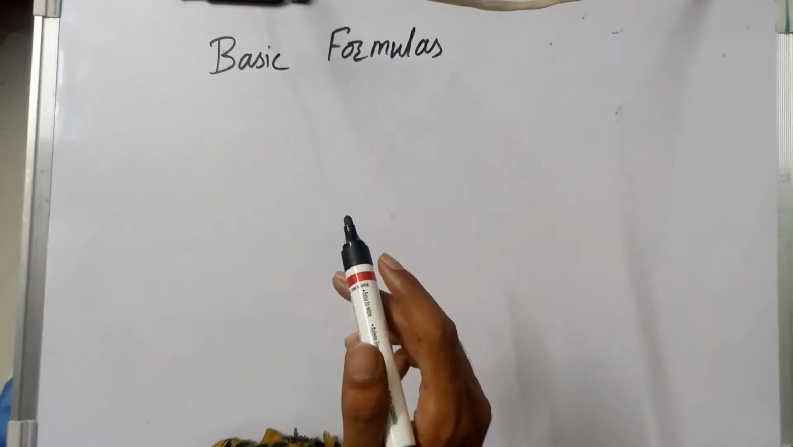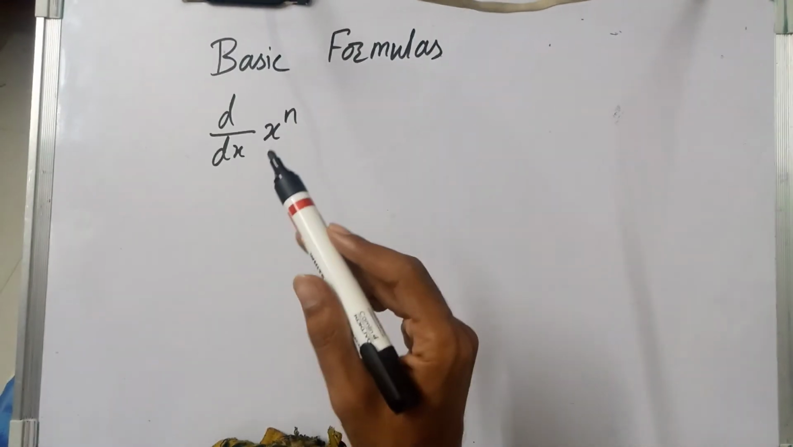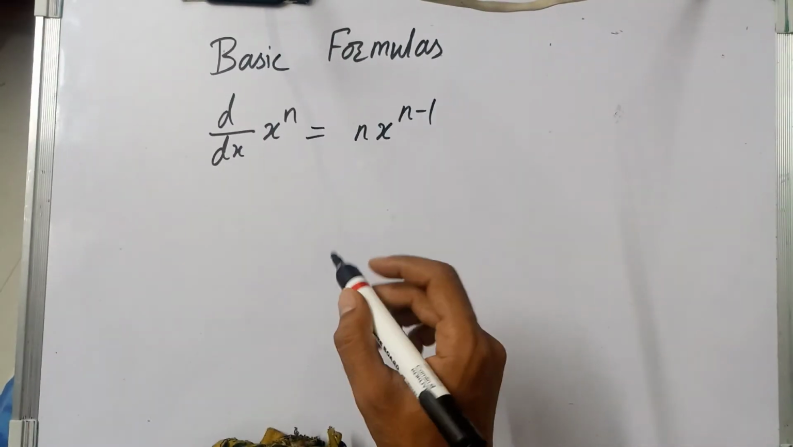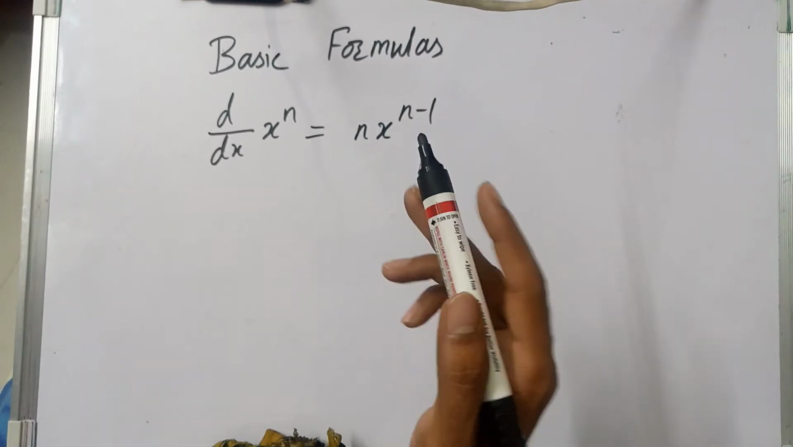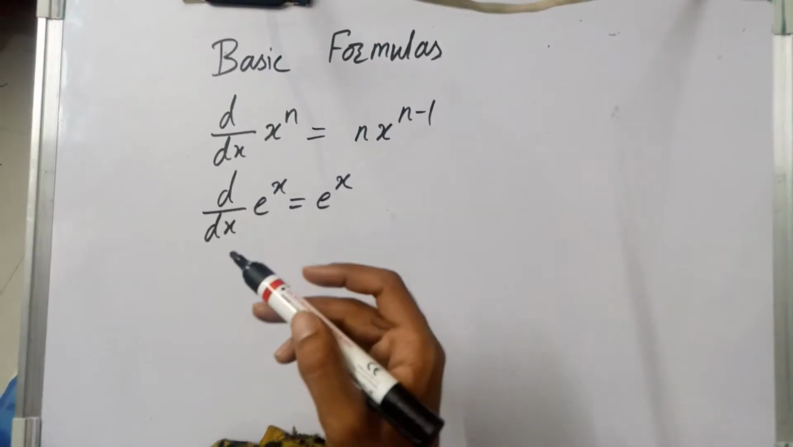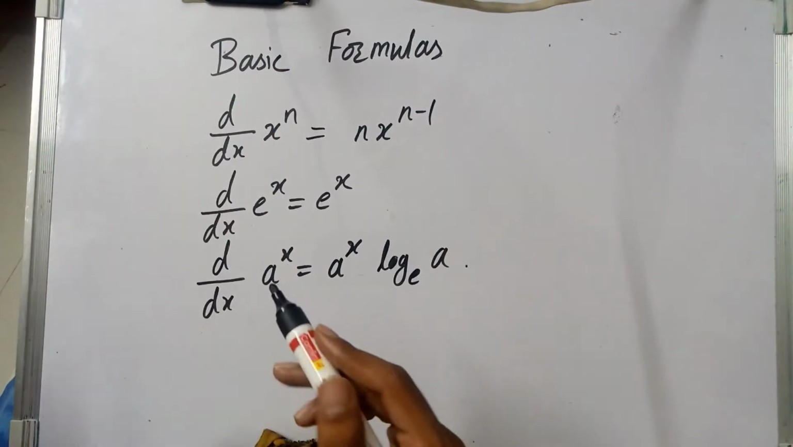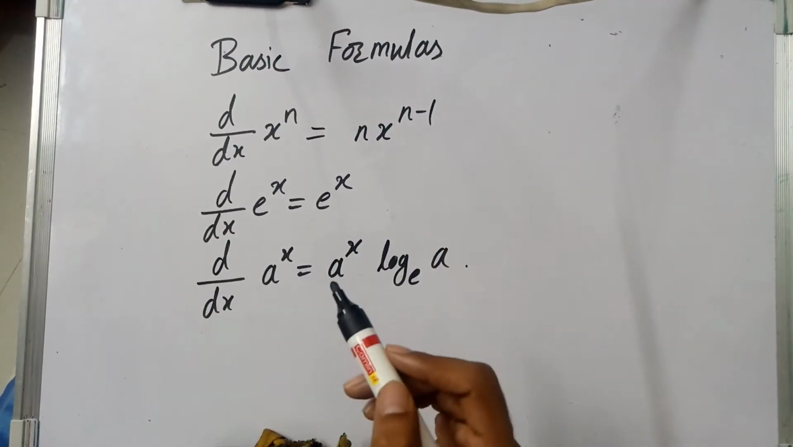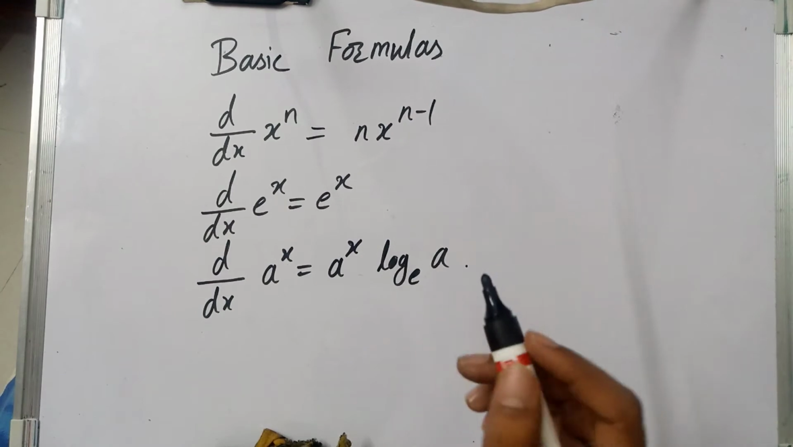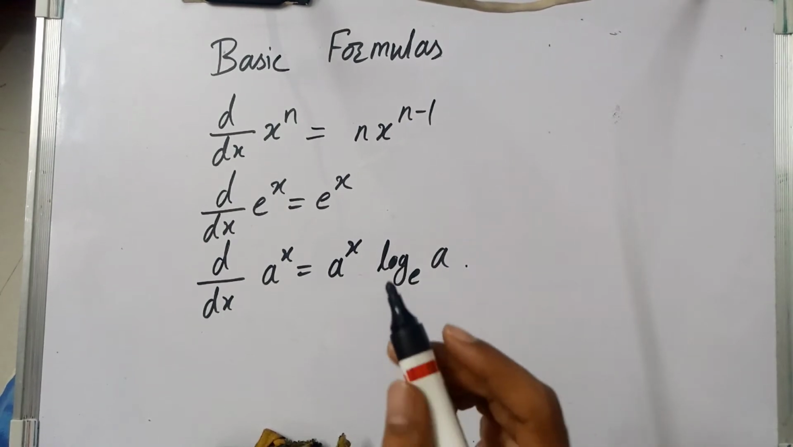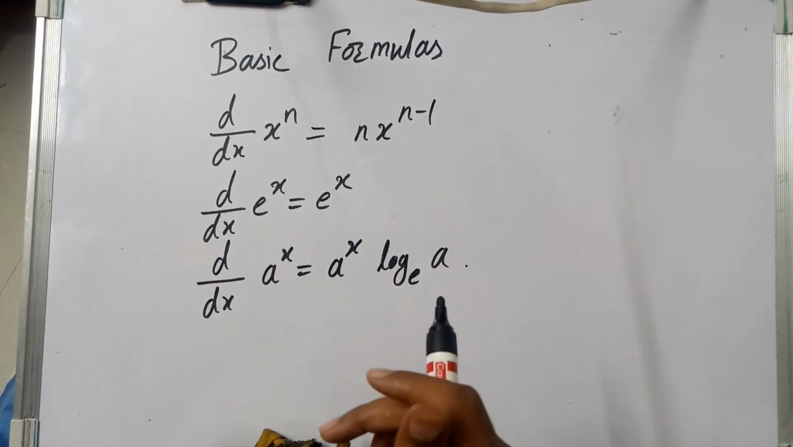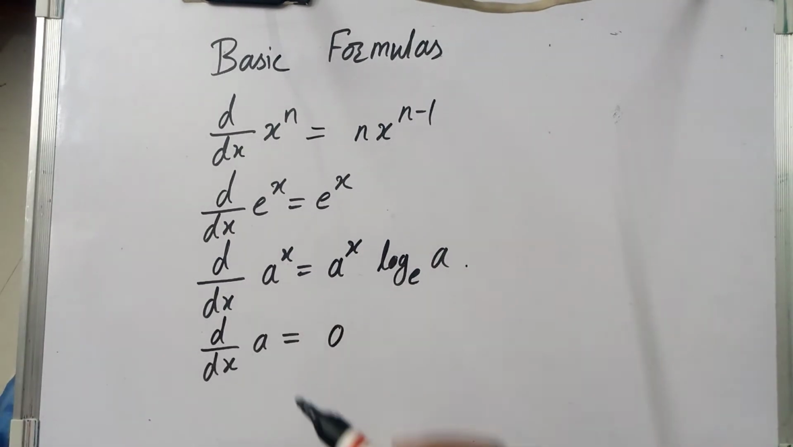Some basic formulas: derivative of x raised to n is n into x raised to n minus 1. Derivative of e raised to x is e raised to x. Derivative of a raised to x is a raised to x into log a to the base e. Derivative of a is 0, a is constant.